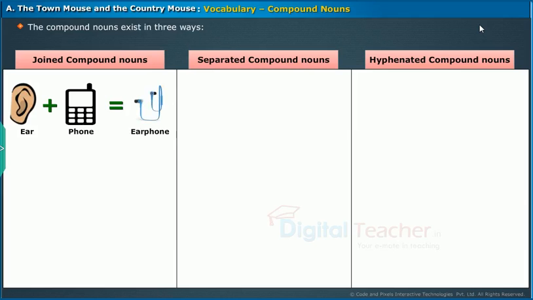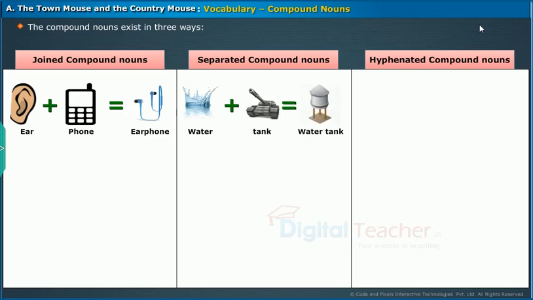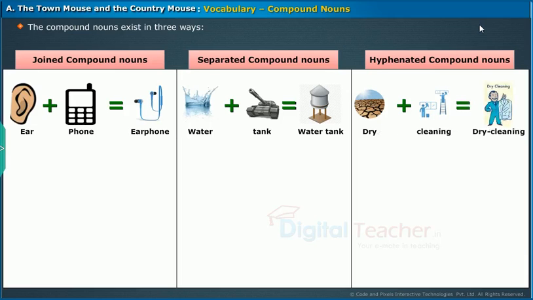Combination of two words, water and tank, gives a compound noun, water tank, which is a separated compound noun. Combination of two words, dry and cleaning, gives a compound noun, dry-cleaning, which is a hyphenated compound noun. Now, let us see a few more examples.